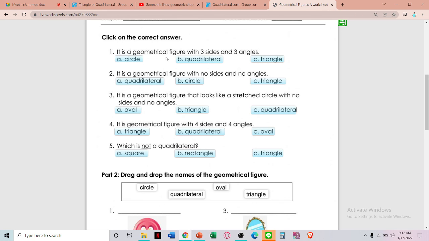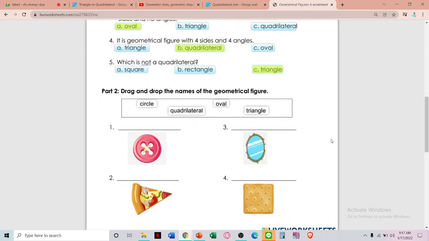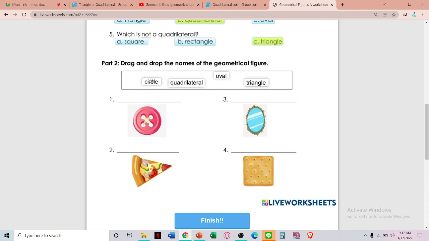Number 1, it is a geometrical figure with 3 sides and 3 angles. What's the answer? Triangle. It is a geometrical figure with no sides and no angles. Circle. It is a geometrical figure that looks like a stretched circle with no sides and no angles. Oval. It's with 4 sides and 4 angles. Quadrilateral. Which is not a quadrilateral: a square, a rectangle, or a triangle? Triangle. Next, very easy. You just have to drop the names.